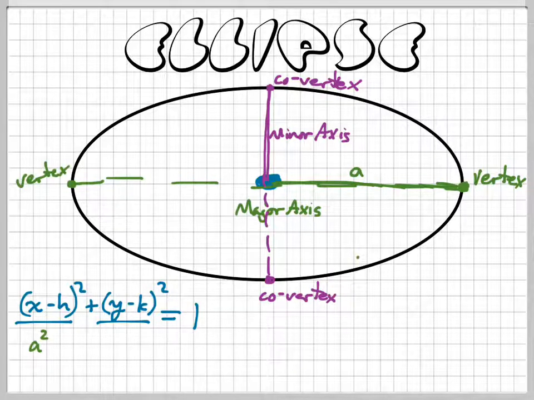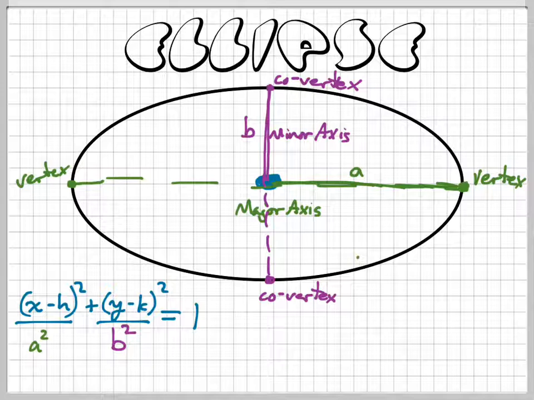Now for the length of the minor axis, we're going to call that B. So what's the length of the whole minor axis? Yeah, it's 2B, not B squared. But when it goes into our equation, it goes in as B squared, because it has to do with the Pythagorean theorem. This is the standard form of an ellipse.